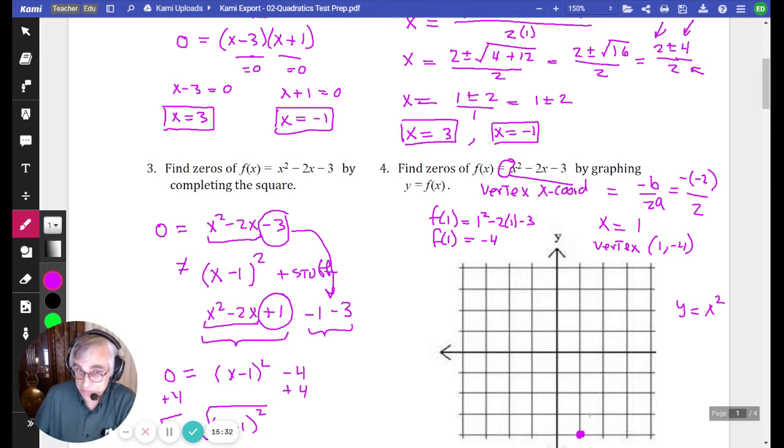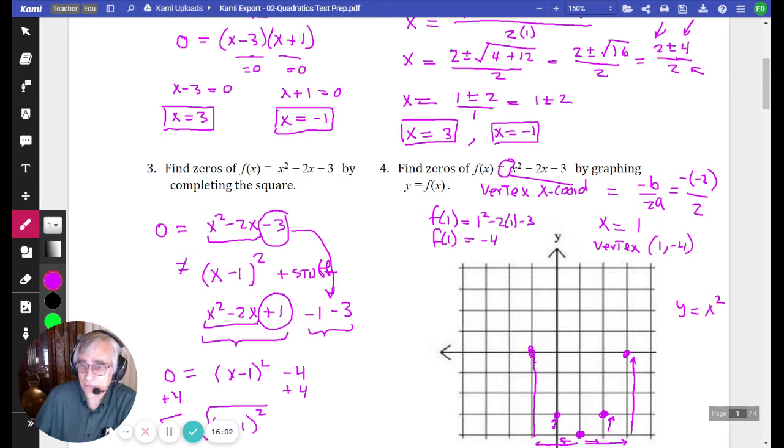So, easy to draw on some other points. If I go to the vertex and go over 1 and up 1, I got a point right there. Same thing to the left, over 1, up 1 is another point. If I went from the vertex over 2, I'd go up 4. If I went to the left from the vertex 2 units, I'd be going up 4.